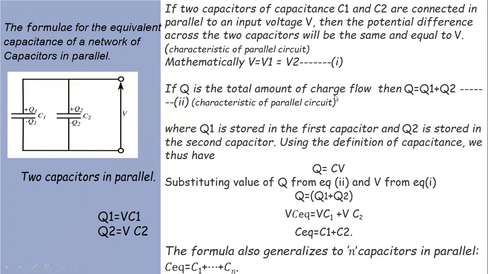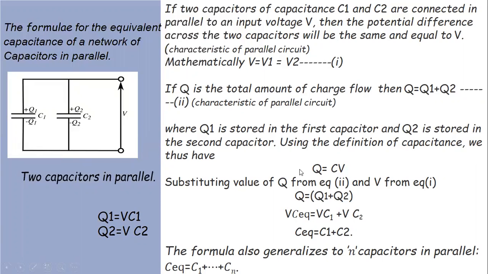Now if Q is the total amount of charge flowing from the source, some is stored by this capacitor and some by the C1 capacitor. So the total amount of charge is equal to the sum of the individual charges on both capacitors. Mathematically, the total charge is Q equals Q1 plus Q2, the charge on the first capacitor and the charge on the second capacitor.